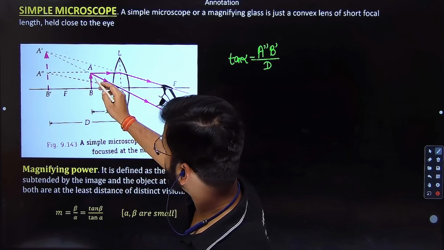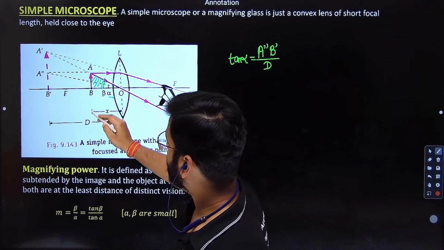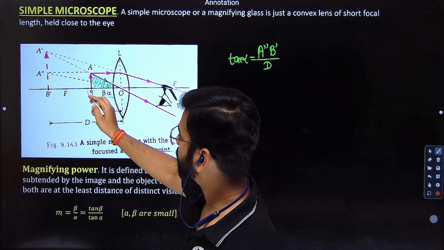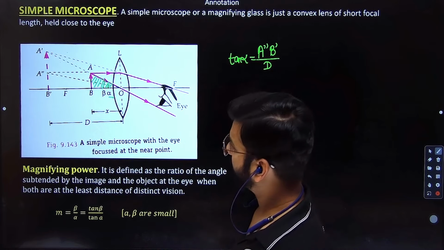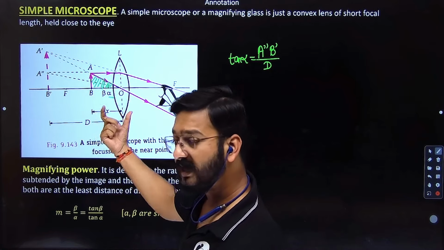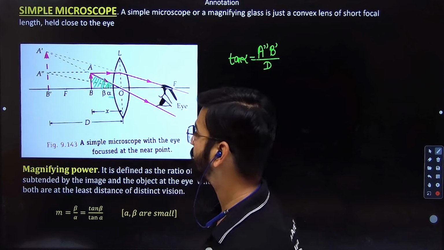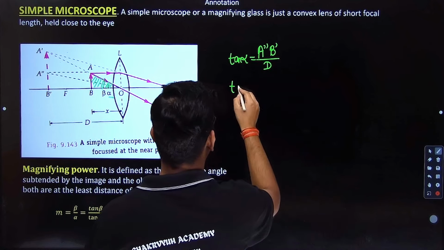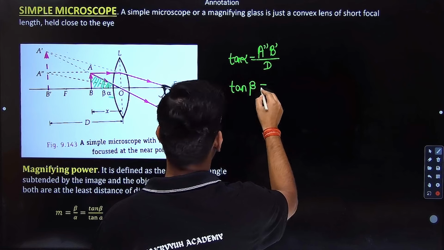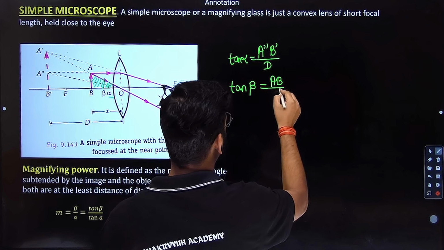Now, what is tan beta? For tan beta, I want you to focus on the small triangle. So what is tan beta? AB divided by X, where X is the object distance. So tan beta is AB divided by X.